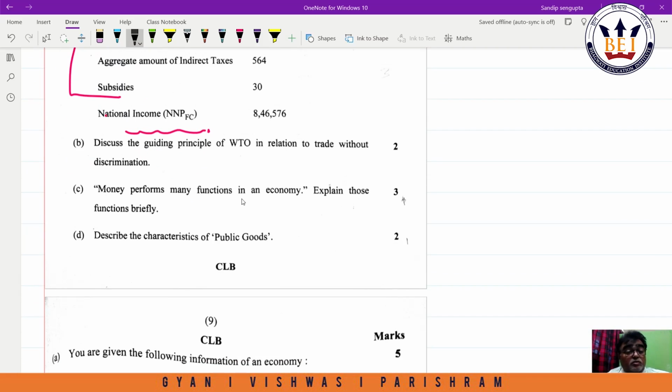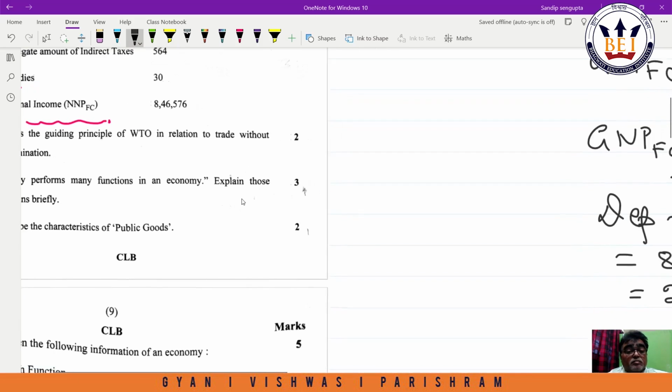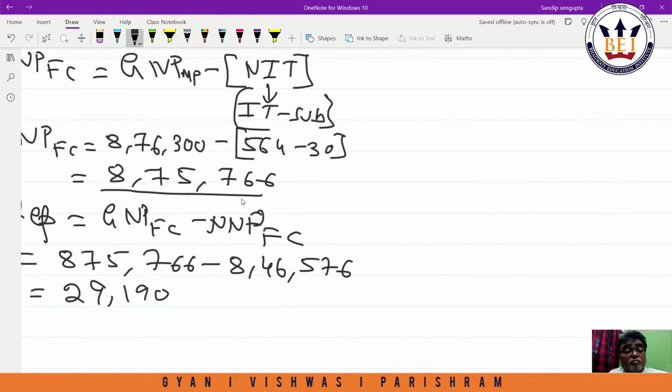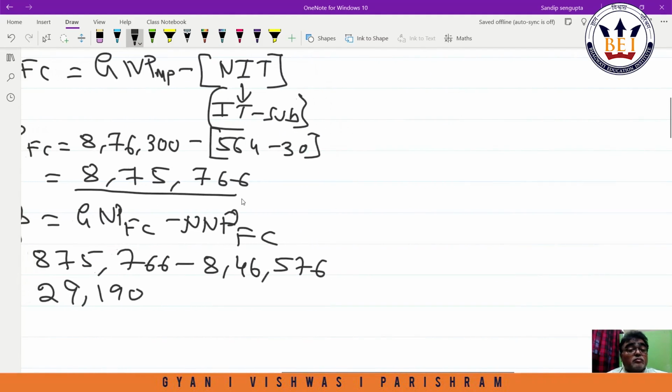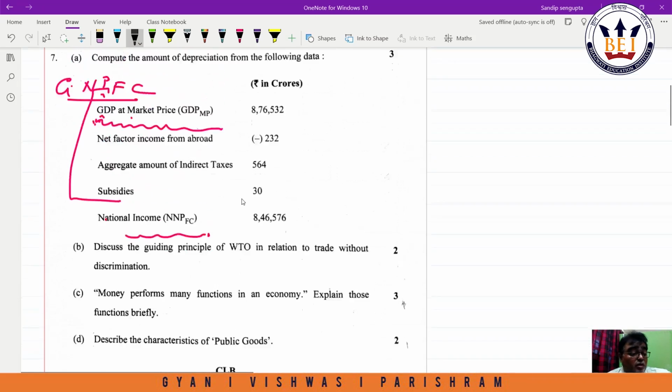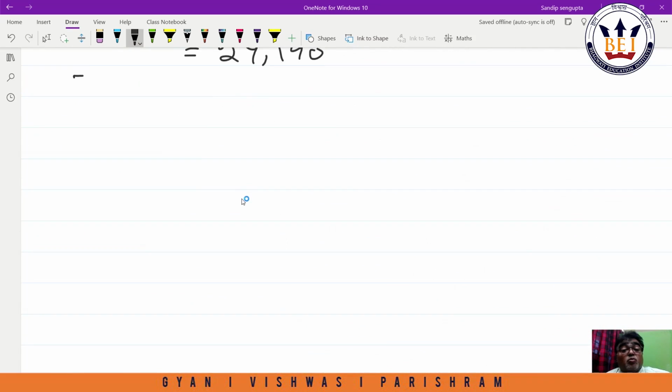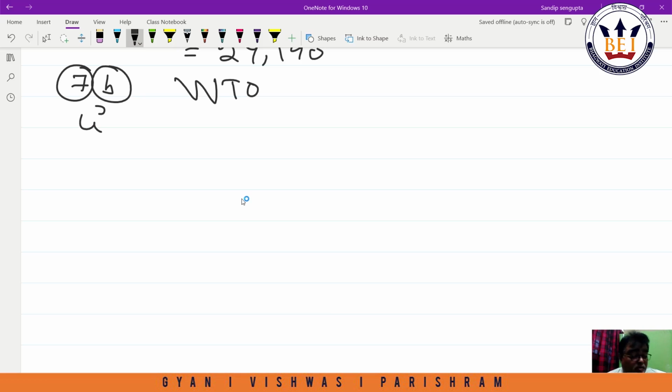Question B is: discuss the guiding principles of WTO in relation to trade without discrimination. Question number 7B. WTO, everyone knows, is nothing but World Trade Organization. The guidelines are about trade without discrimination.